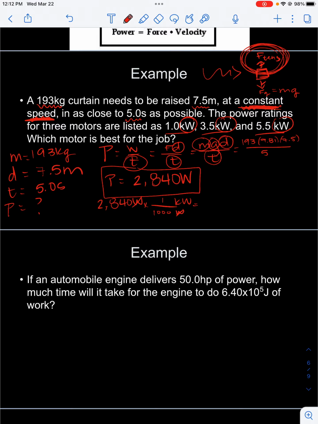So we divide 2,840 by 1,000. We do get 2.84 kilowatts. All right, so it's going to take 2.84 kilowatts to raise this curtain.